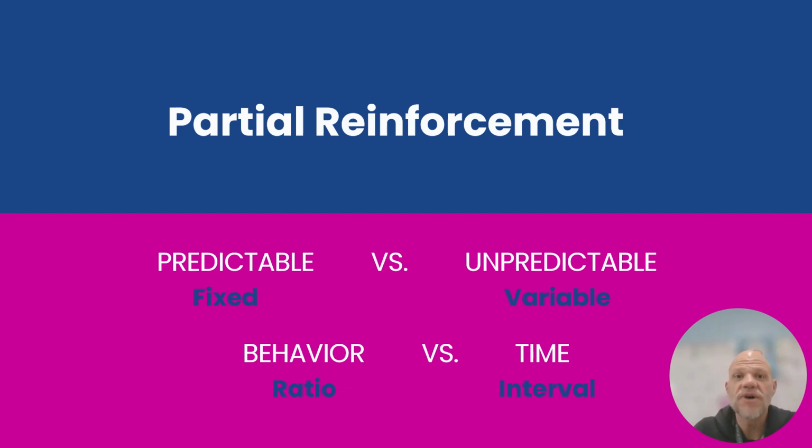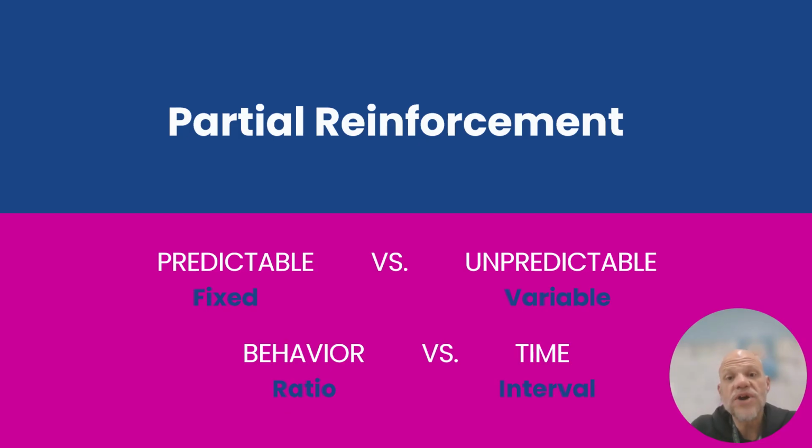So when we talk about reinforcement and what that means, when we talk about fixed, that means the reinforcement, the reward, is predictable. And when we talk about variable, that means when the reward is coming is unpredictable. We have no idea when the reward will happen, right?